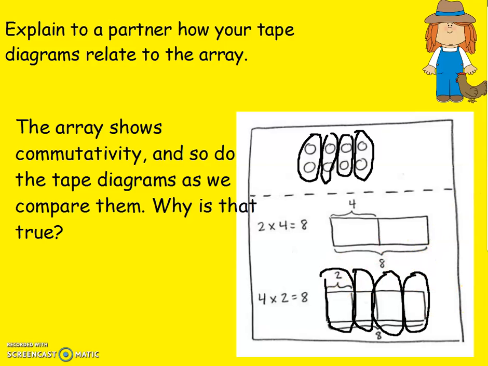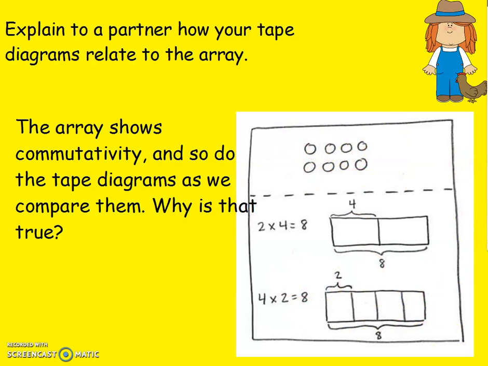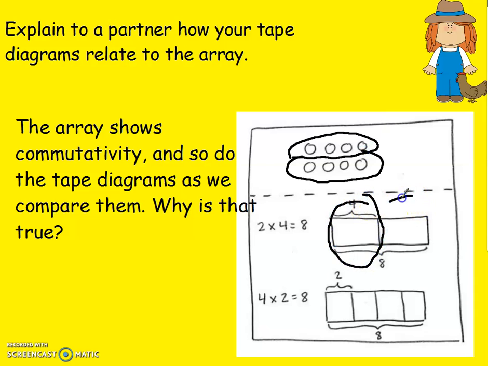So that's how they are related. For the 4 times 2 with the 4 groups, this shows us the 4 groups, and this shows us 4 groups. And then for the 2 groups, this is our 2 groups, and this is our 2 groups. That's how we relate that.